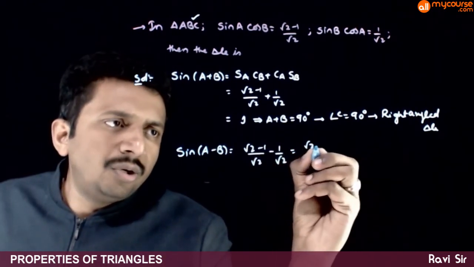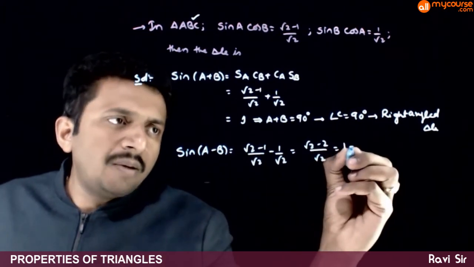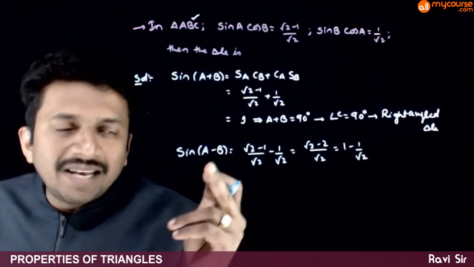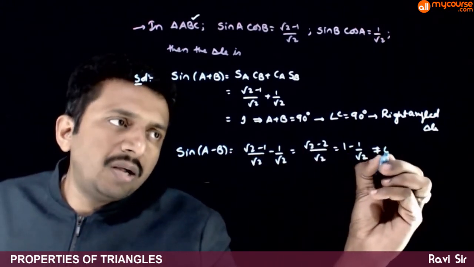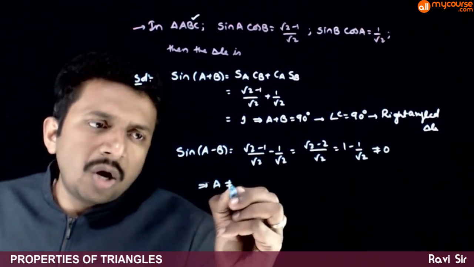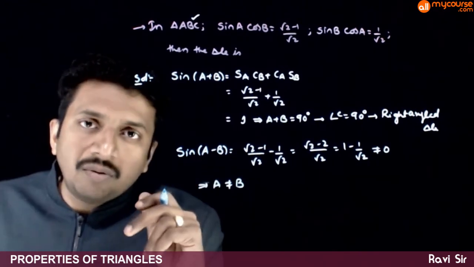That is root 2 minus 2 by root 2. That is 1 minus 1 by root 2. So obviously sin(A minus B) is not equal to 0. That means A is not equal to B.